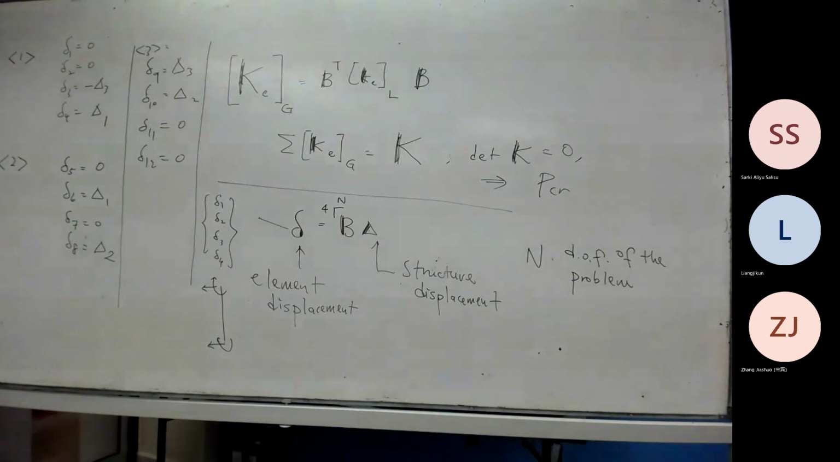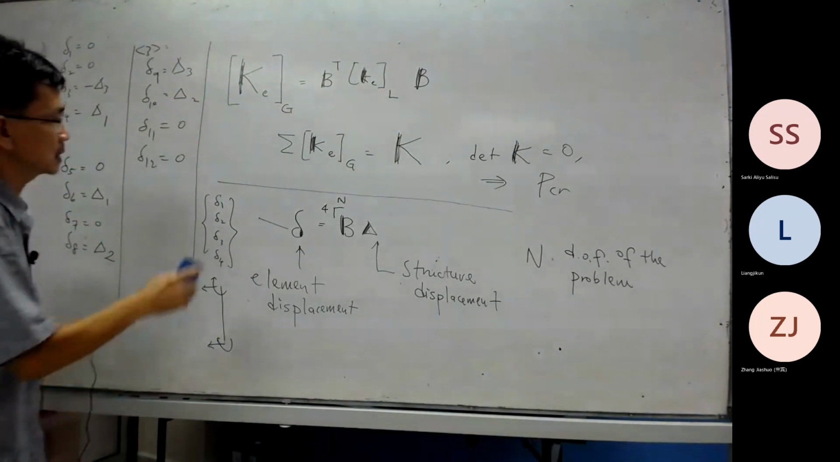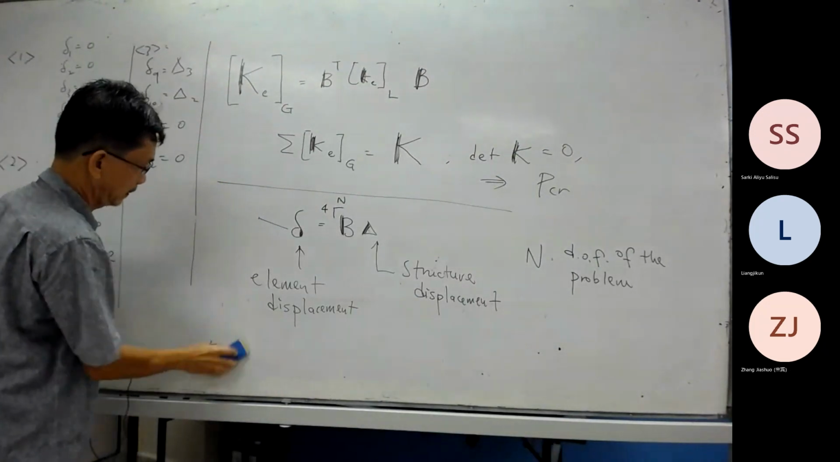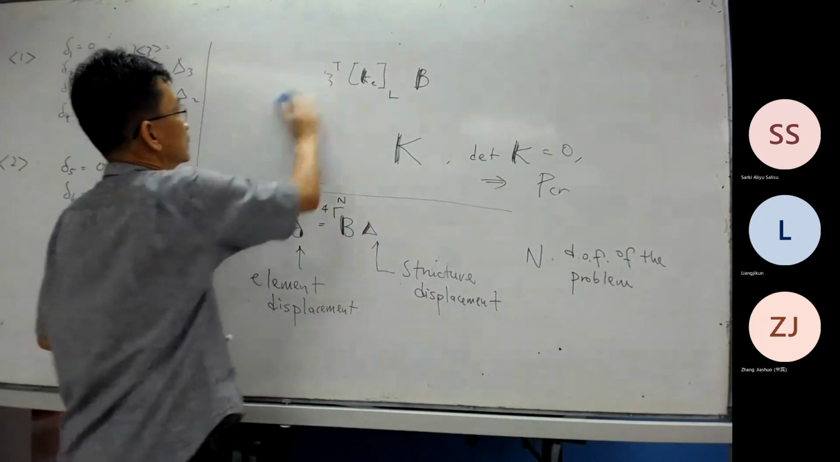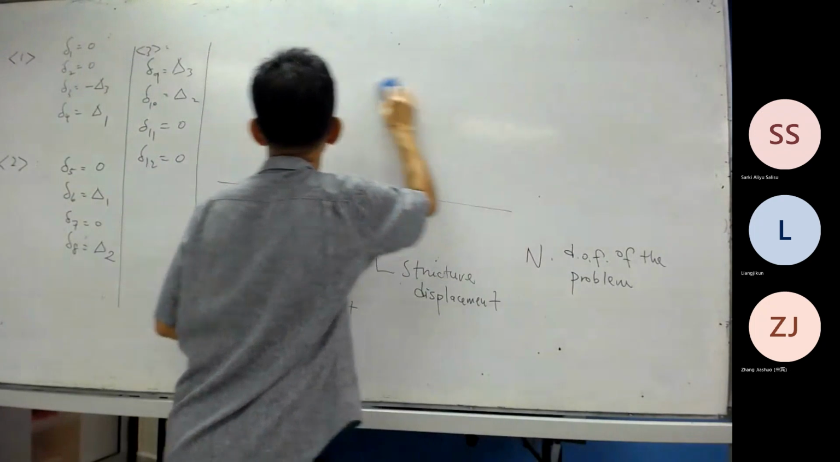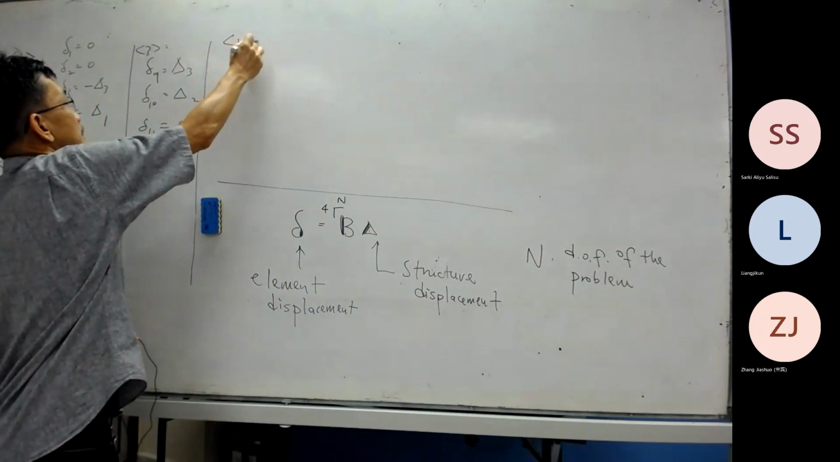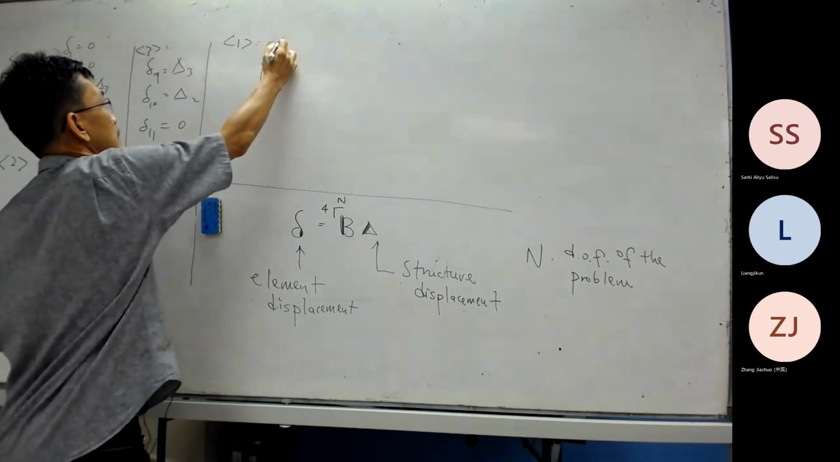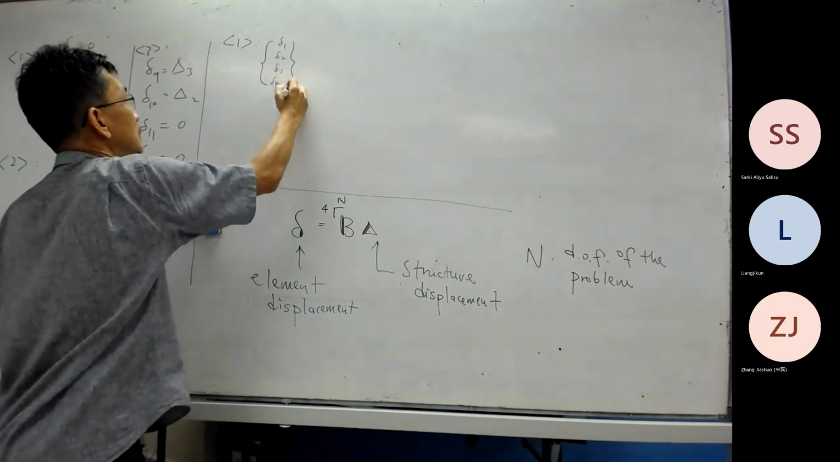Okay. So now you see on the whiteboard, I show the relationship that we will use to form the B matrix. We can write this in matrix equation form. And how do we write this? We write in matrix equation form: delta for element 1 will be delta 1, delta 2, delta 3, delta 4.